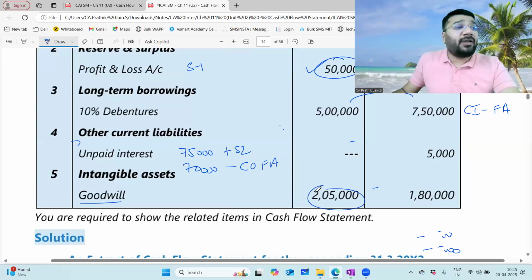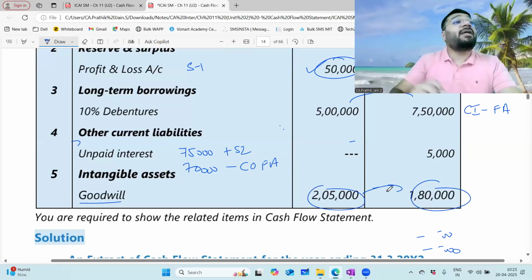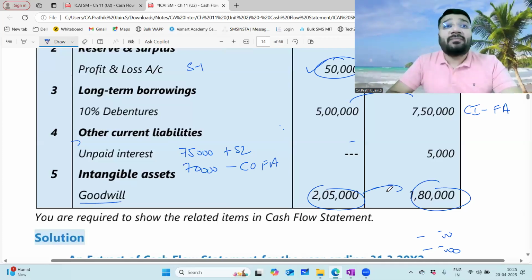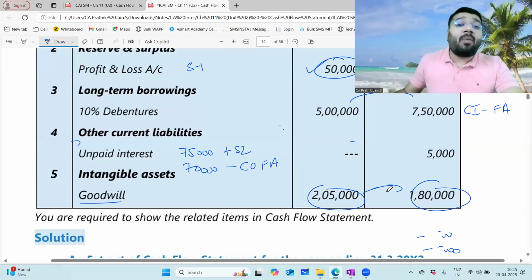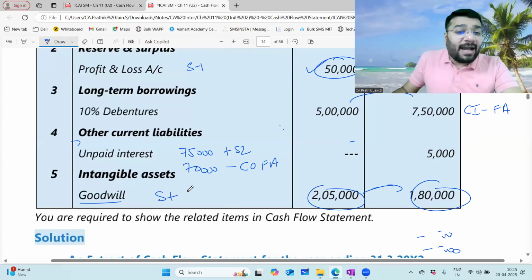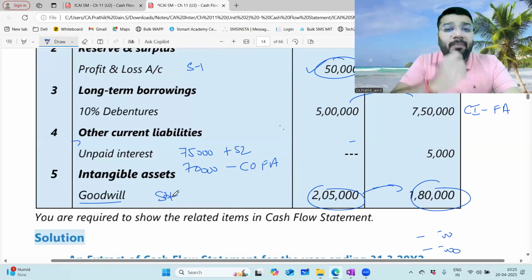Let's talk about goodwill. Goodwill opening balance 2,05,000, closing is 180. So goodwill is increased or decreased? Decrease. Goodwill is decreased. So this is now amortization. So in segment 2, I will add back. Any problem? No, sir.